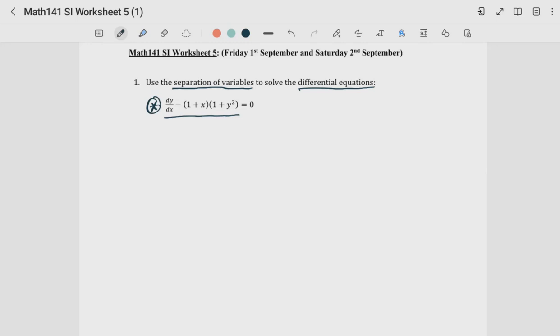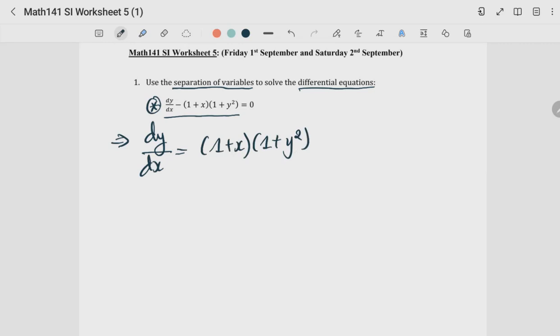Well, we know that that means that we have to bring all the terms in x on one side and all the terms in y on the other side. That's what the separation of variables literally means. So that means that the dy will stay there, right? And let's leave the dx there for now as well. And this will be equal, dy over dx is equal to 1 plus x times 1 plus y squared, right?